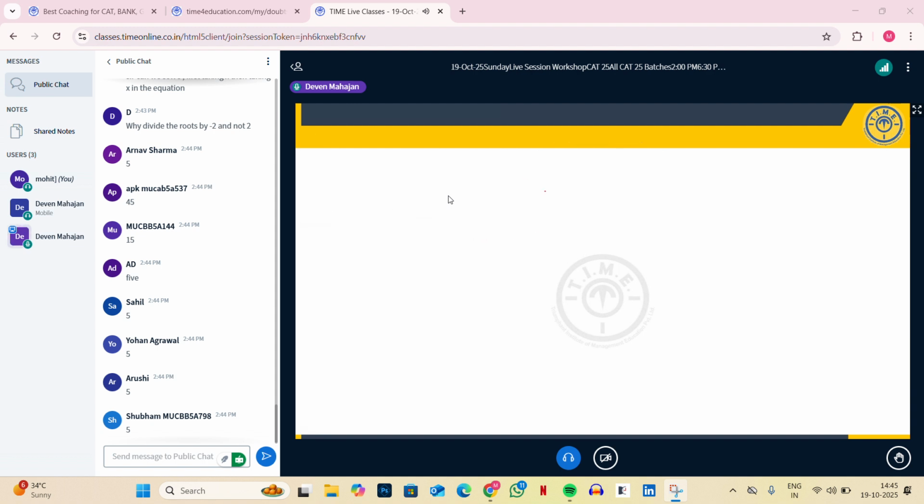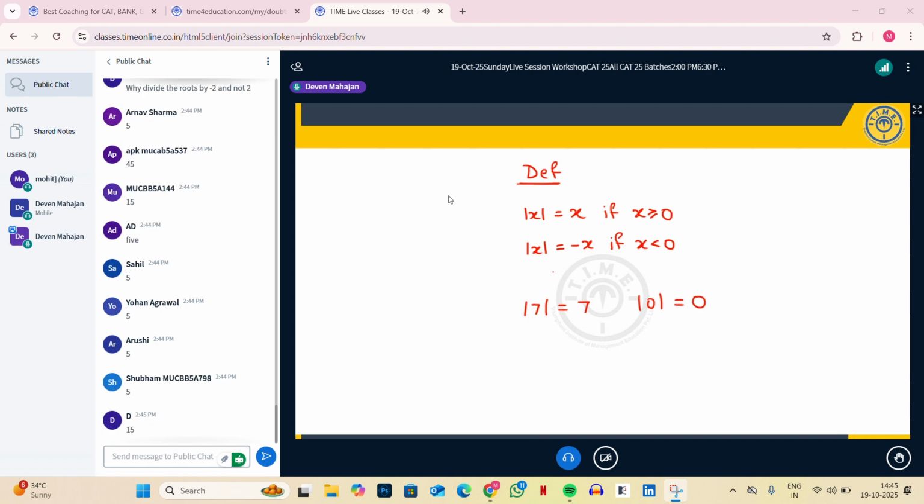So basic definition of modulus क्या होता है? Definition of modulus is mod x is equal to x itself if x is greater than or equal to 0. Modulus of a non-negative number is the number itself. And mod x बनता है minus x if x is less than 0. आप किसी नेगेटिव नंबर का मॉड्यूलस लेते हो तो it becomes minus of that negative number. For example modulus of 7 is 7 itself. Modulus of 0 is 0 itself. ये दोनों केस में वो पहला definition apply हो रहा है.